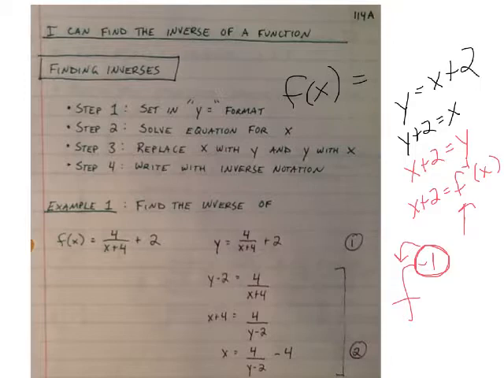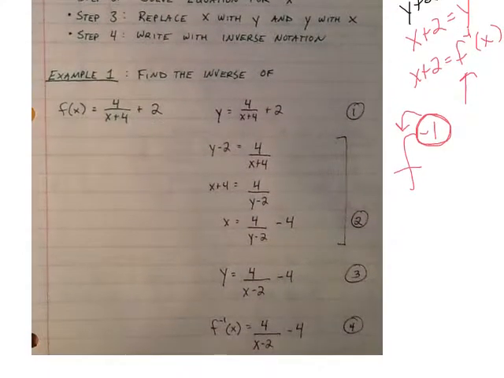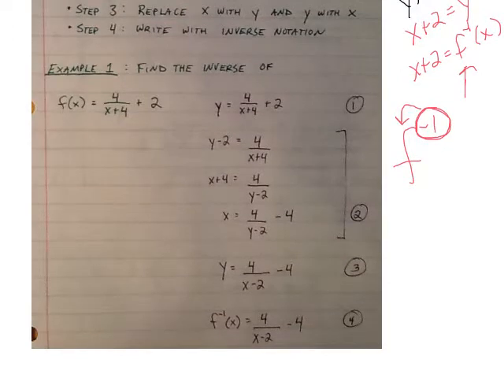So, example 1, find the inverse of f of x equals 4 over x plus 4, plus 2. The first thing I did in step 1 was I wrote it in y equals form. And then in step 2, I went about the process of solving for x. The first thing I did was I subtracted 2 from both sides. And then the next step, I did something equivalent to cross multiplying. I was able to put the x plus 4 up here and the y minus 2 down there. And then in the next step I subtracted 4 from both sides. And now we have an equation that's solved for x.